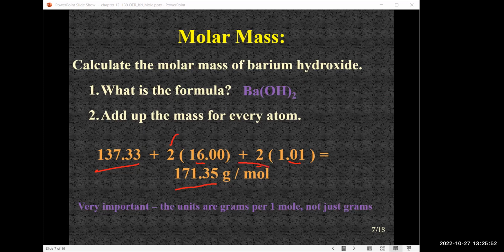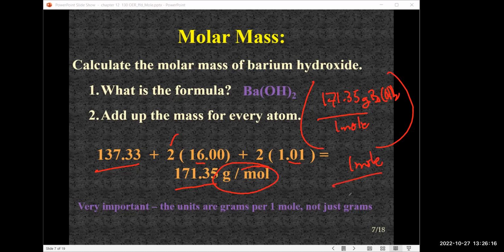And here we have this ratio again, which, by the way, you can now write in one of two ways, with the grams in the numerator and moles on the bottom. Okay, this is for barium hydroxide. Or invert it, 1 mole over 171.35 grams. So you've got two ratios here, and which one you use, like we've been doing already, depends on the question being asked and what you're trying to calculate.